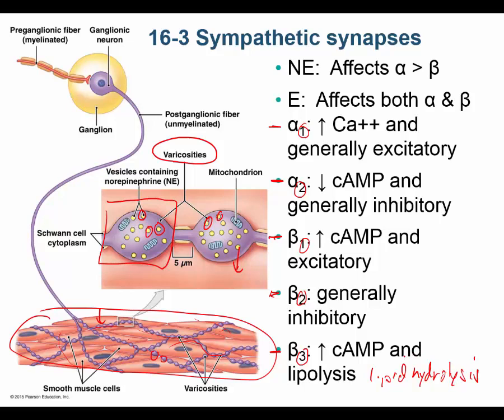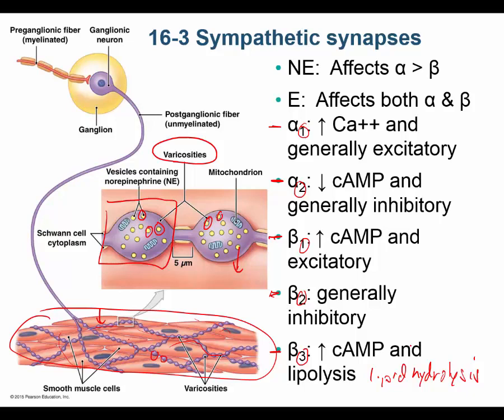Now, typically speaking, the 1s are excitatory and the 2s are inhibitory. So the alpha 1 is excitatory and the beta 1 is excitatory. The alpha 2 is inhibitory and the beta 2 is inhibitory. Now, what you might be doing is scratching your head right now, saying, hey, I want norepinephrine to be always excitatory. Well, guess what? It's not. Norepinephrine is excitatory if it binds the 1s, the alpha 1 and beta 1. And norepinephrine can be inhibitory if it binds the 2s, the alpha 2 and beta 2.